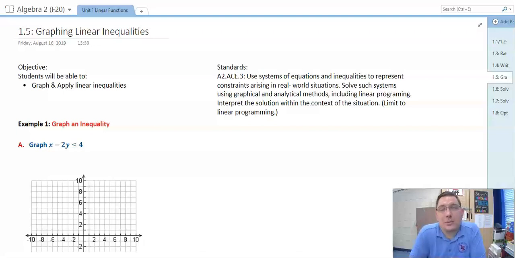Hey there, y'all. Today we're going to look at 1.5 on graphing linear inequalities. And in this section, we're going to be able to graph and apply linear inequalities. This is some stuff that we looked at in Algebra 1, but we're going to continue here in Algebra 2.